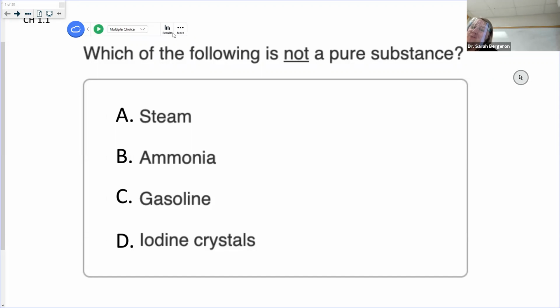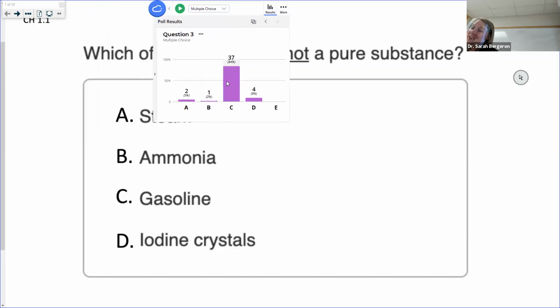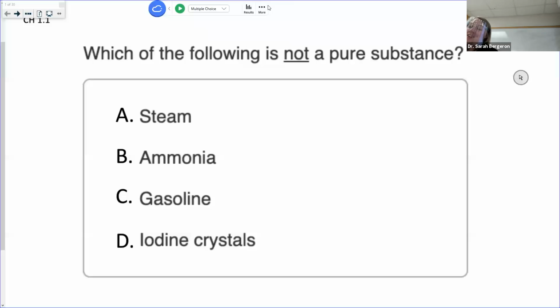Okay, so let's look at our answers. So we have 84% picked gasoline. Very good. So this is when you were having the conversation. When you didn't have the conversation, only 61% picked gasoline. So are your neighbors smart? Are you smart? Yes, talk to them. All right, so let's talk about it together.